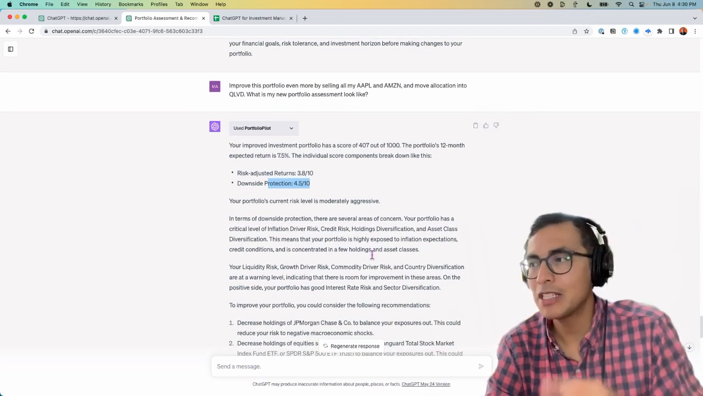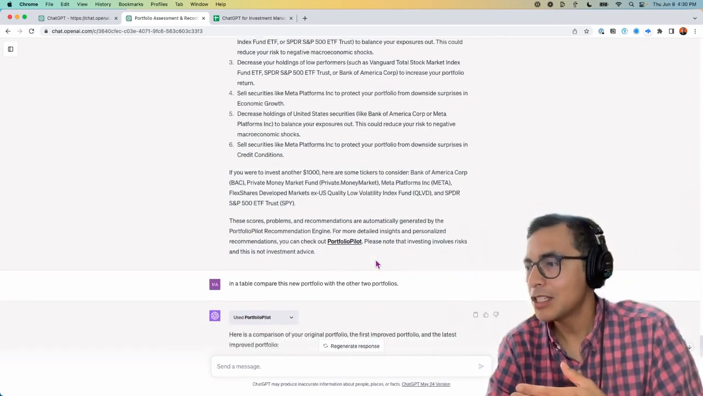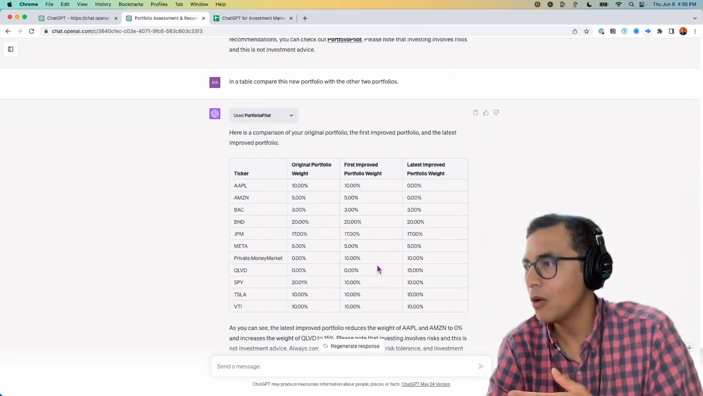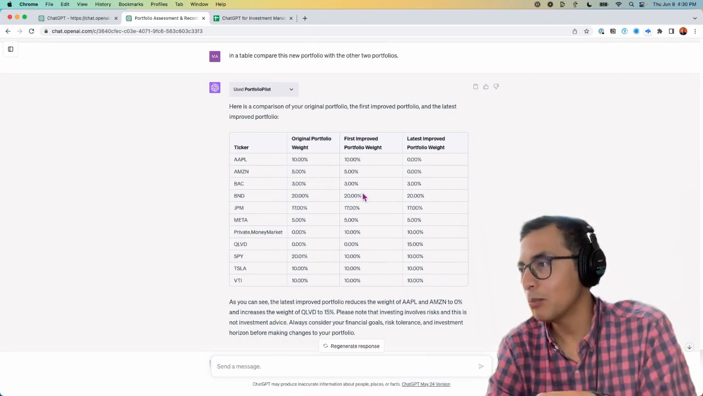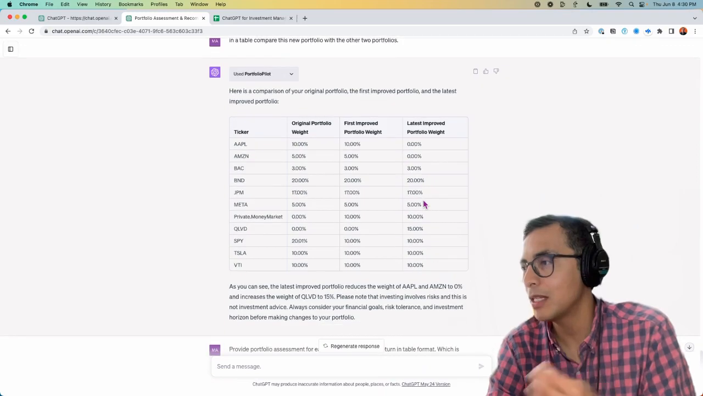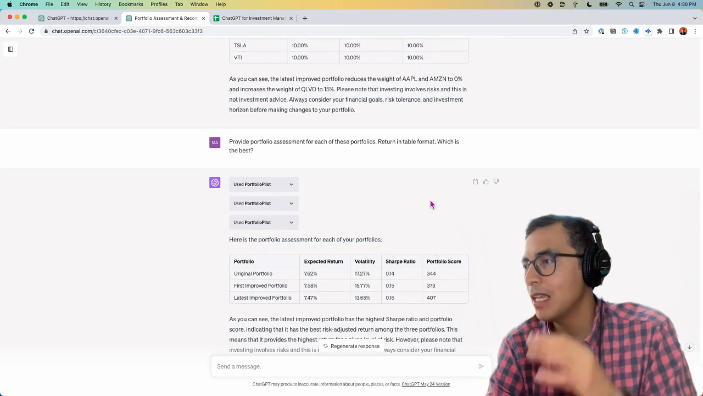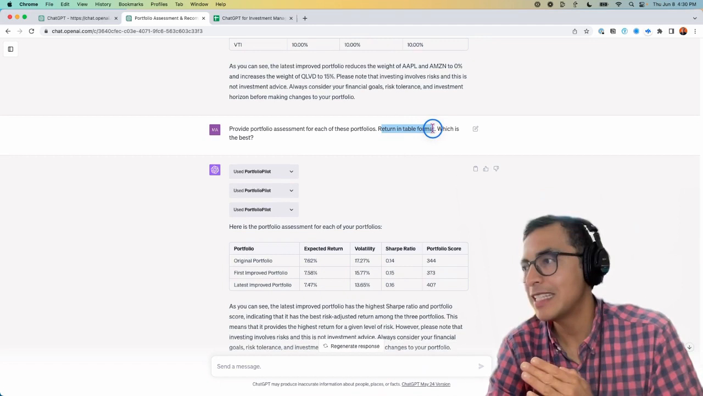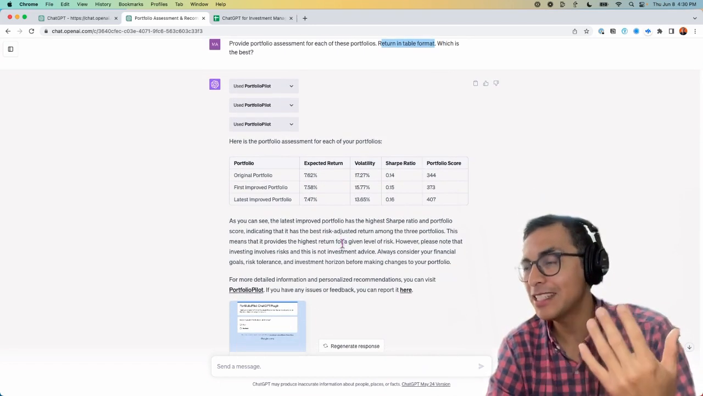But the question that I would have here is, how does that compare with my original portfolio? So now I asked ChatGPT to summarize all three portfolios here: the original portfolio, the first improved portfolio, and the latest improved portfolio with new exposure to international equities. So it does a good job of doing that. And I asked it to give me a portfolio assessment for each one of these portfolios and return it in table format so that I can visually see which is the best one. And it does a good job of doing that.